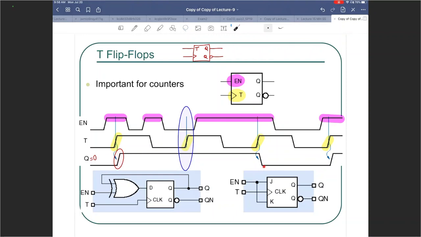The next one, enabled, positive edge on T, so toggles. Toggle just means flips, right? So 0 becomes a 1, 1 becomes a 0. So here 1 becomes a 0. Last positive edge of T, enabled, good, allows to change. Toggles from 0 to 1. So let me put those guys in red. Toggles and toggles here.